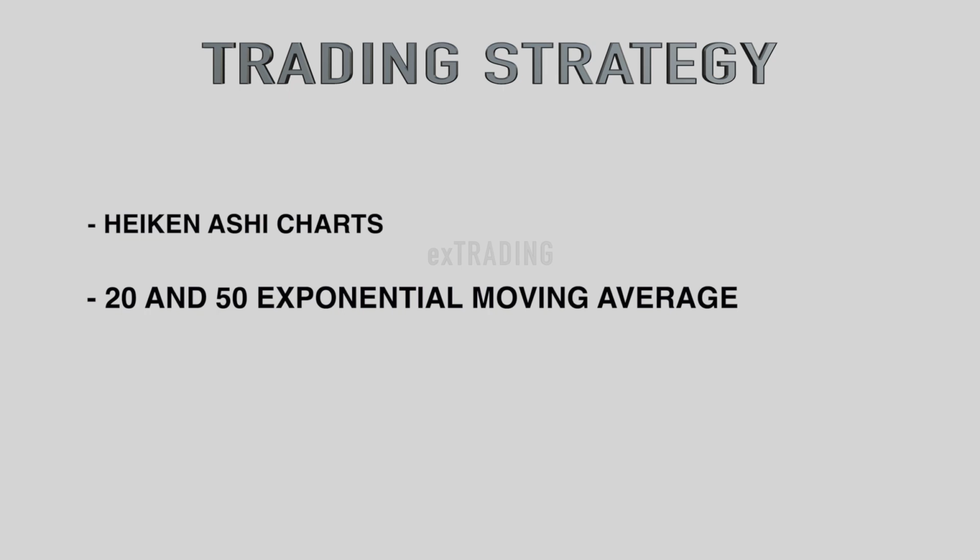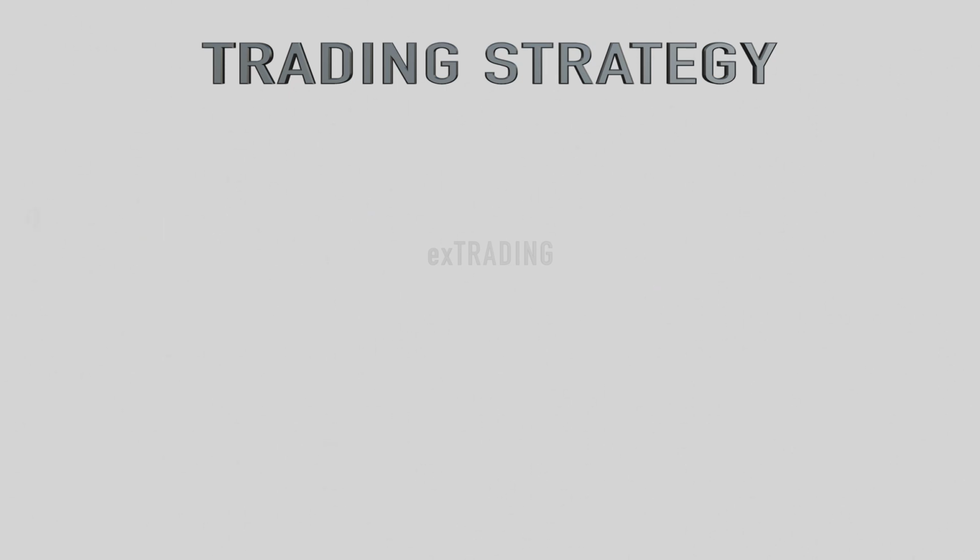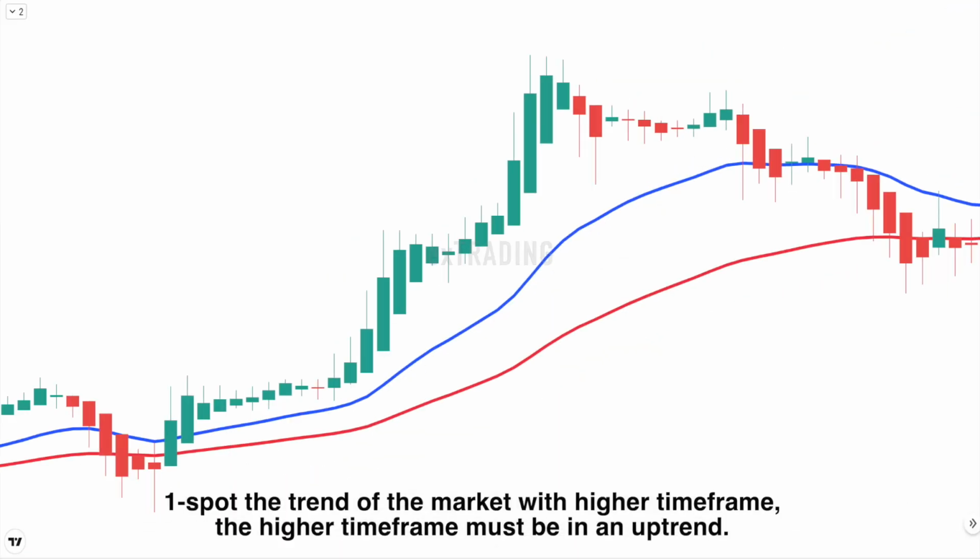20 and 50 exponential moving average. These 2 moving averages will work as dynamic support and resistance. And the reason why we chose the 20 and 50 period is that they're some of the most used moving averages by big players in this market. So here are the rules for entering and managing a long position.